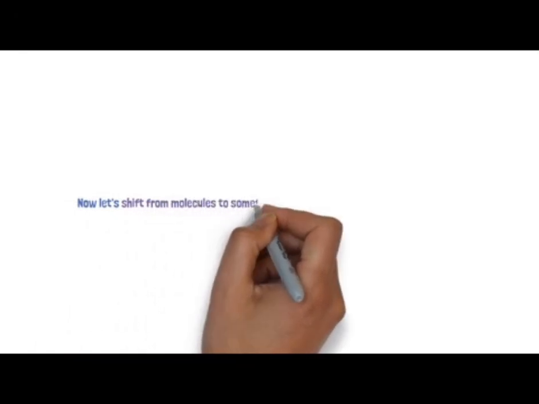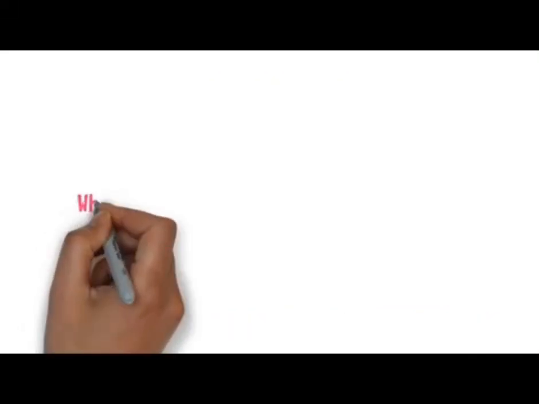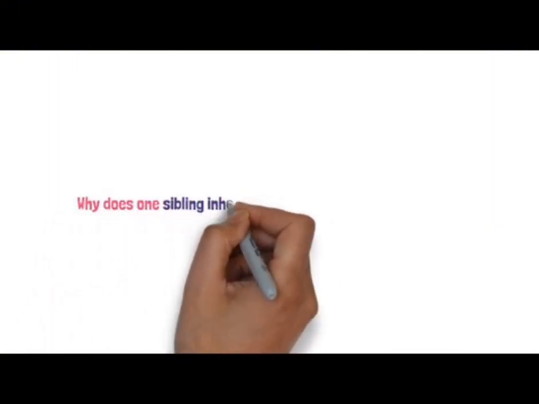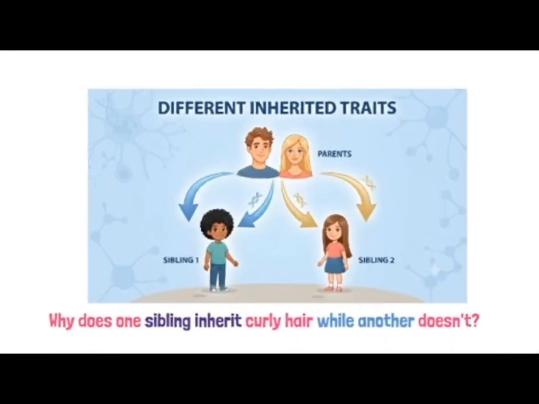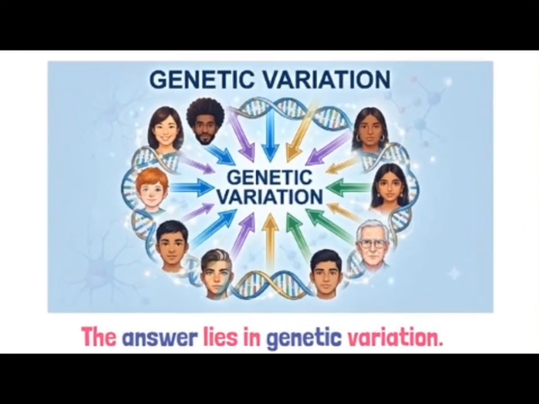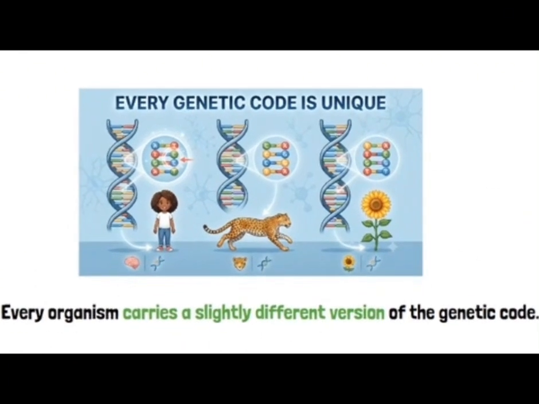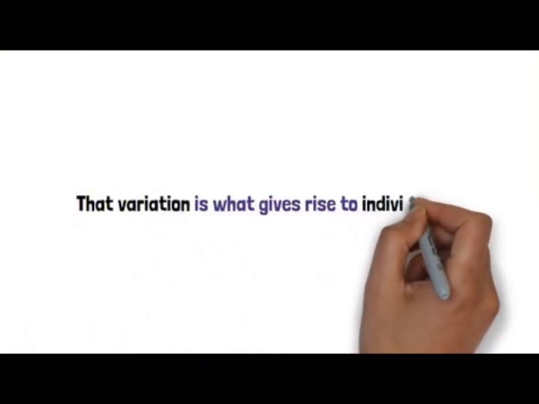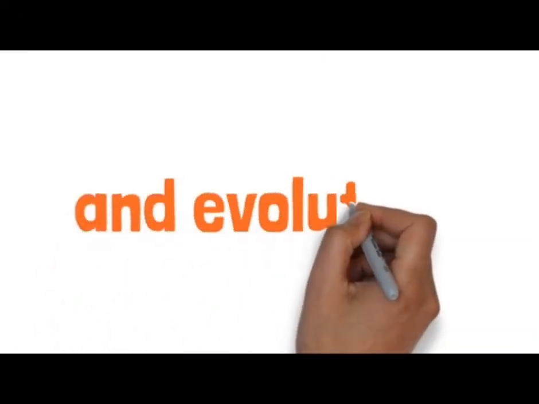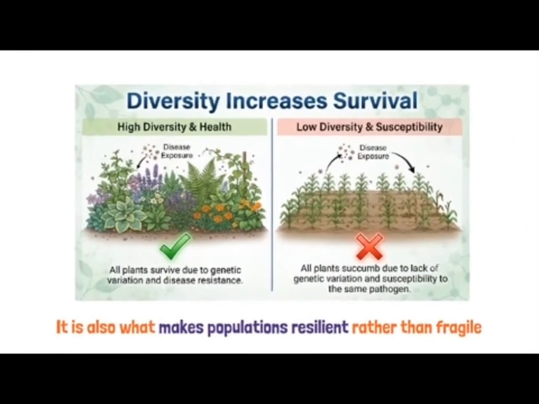Now let's shift from molecules to something that can feel more personal: difference. Why don't all human beings look the same? Why does one sibling inherit curly hair while another doesn't? The answer lies in genetic variation. Every organism carries a slightly different version of the genetic code. That variation is what gives rise to individuality, adaptation, and evolution. It is also what makes populations resilient rather than fragile.